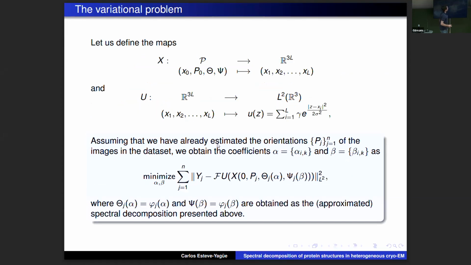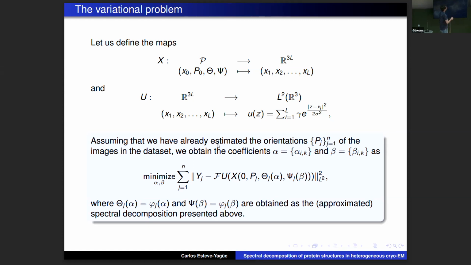Then we need to compute the coefficients, and for this we formulate this variational problem in which we have the Yj as the images, the tomographic projections, and then this long expression is the parameterization of our protein using the eigen decomposition, and we minimize over the possible coefficients. And by solving this non-convex problem, we obtain an approximation of the coefficients, and then we obtain the different conformation for each of the images.